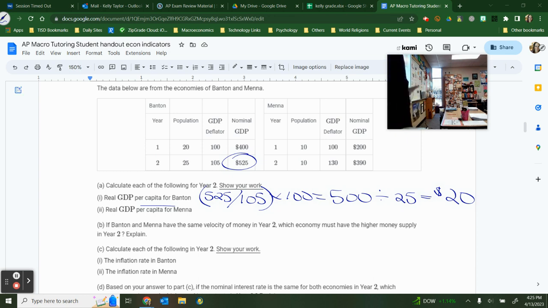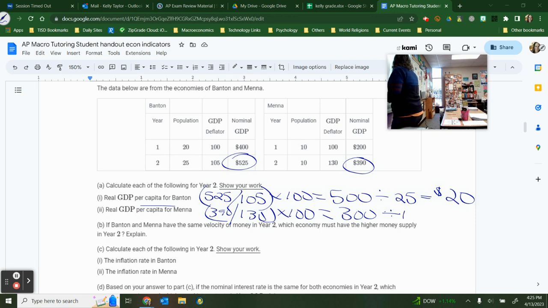While for Mena, same scenario, it's nominal GDP divided by the deflator. That's going to get you real GDP. Of course, you got to multiply by 100 though. So 390 divided by 130, because we're using Mena's numbers, times 100 because that's the equation. That's going to get you 300. They have a different population. They have 10 people, so that means their GDP per capita is $30.